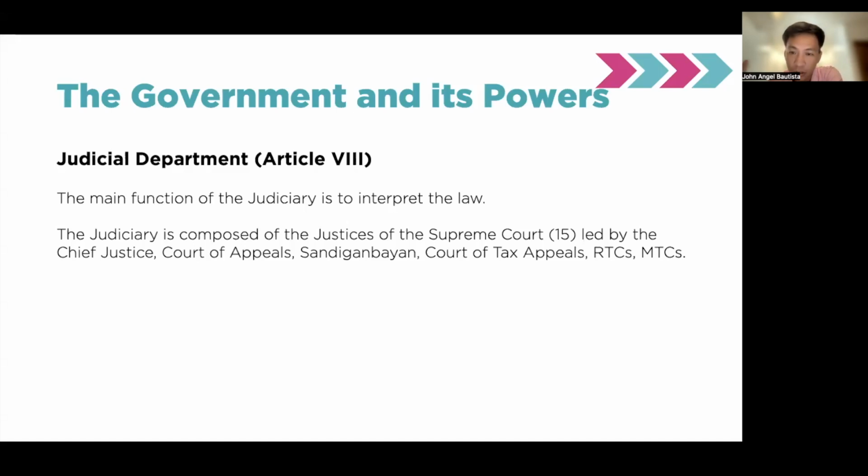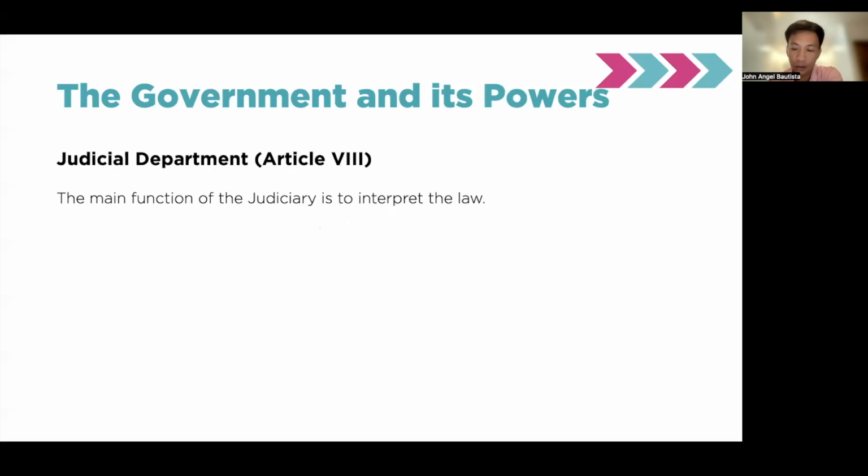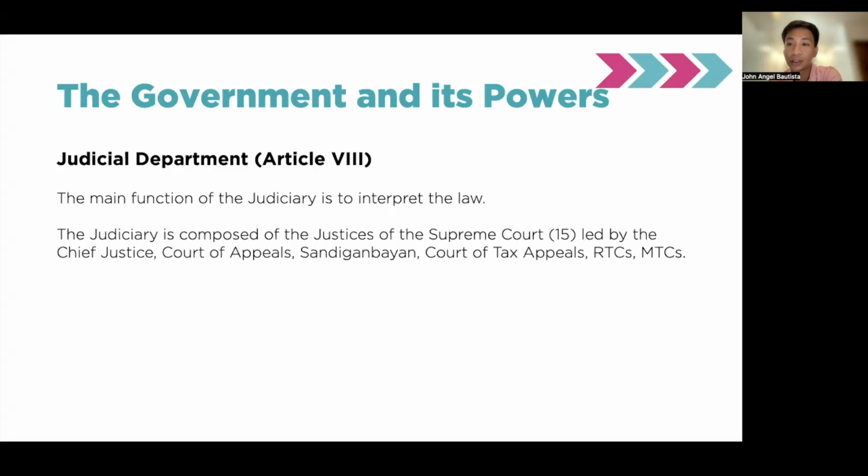Ang pinakamataas ay yung Supreme Court, and then Court of Appeals, and then actually yung Court of Appeals, Sandiganbayan, at Court of Tax Appeals are co-equals, no? The RTC is at the lower level, and then the lowest is the MTC. Okay? So, and there are also Sharia courts for Muslims, no? The judiciary has fiscal autonomy.